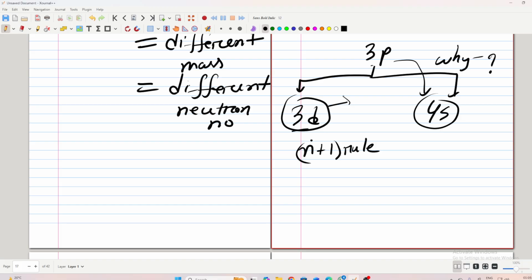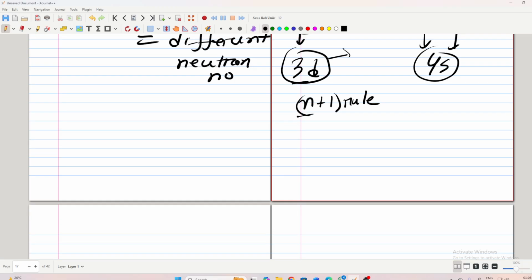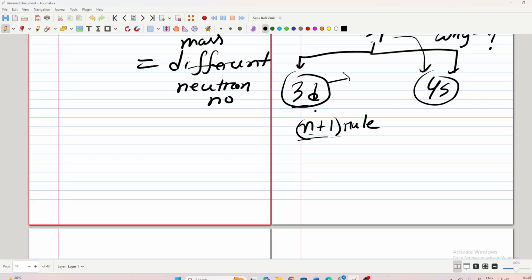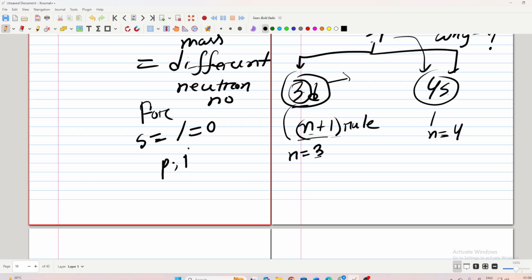Remember, what is the n plus l rule? n is the electron shell. 3d means it has the 3rd electron shell, so the value of n is 3, and for 4s, the value of n equals 4. Clear? And for s, the value of l equals 0, for p, the value of l equals 1, for d, the value of l equals 2. Am I clear?